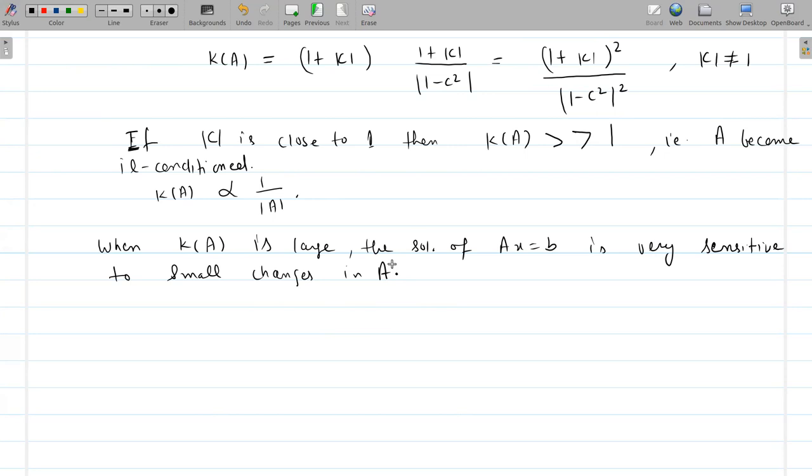Okay, so the matrix is ill conditioned when the condition number is large, and in that case the determinant will be small and the system will be very sensitive if you make any changes in the coefficient matrix A or in the right hand side B. Okay, so that's it about condition number and relative error.